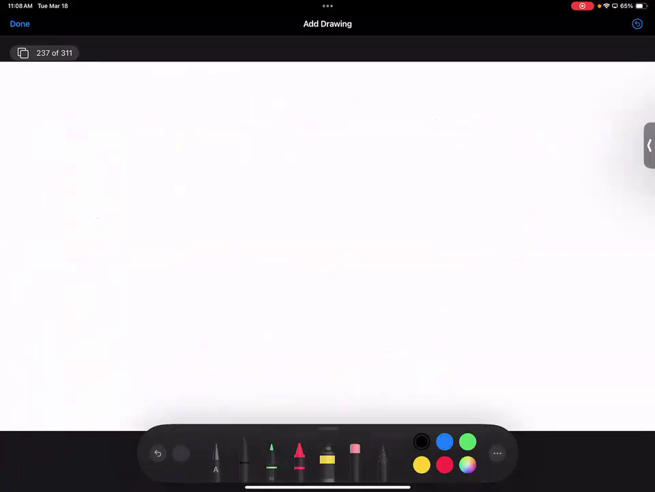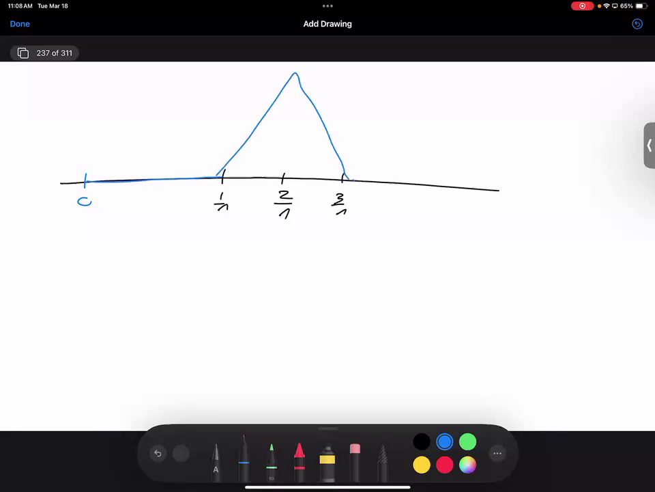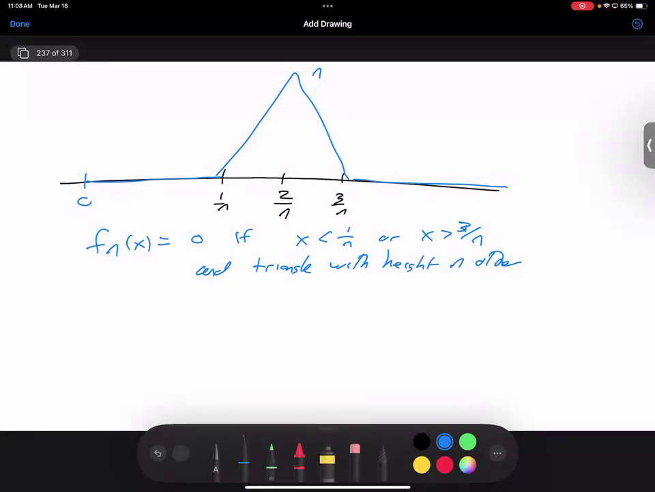I'll do one last example. Here is 1 over n, 2 over n, 3 over n. And I'm going to define a function, here's 0, as follows. fn of x is 0 if x is less than 1 over n or x is greater than 3 over n. And it's the triangle with height n otherwise. All right, so everybody understand? I have a triangle of height n centered at 2 over n.